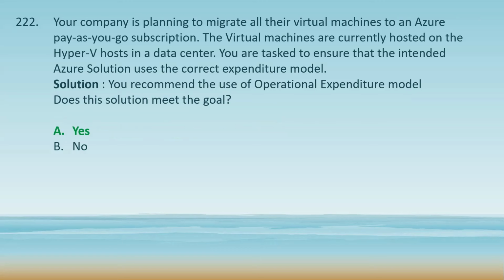Operational expenditure model, also called the OpEx model, allows you to pay for Azure services on a recurring consumption-based basis. This means you are charged for the resources you use each month and you can adjust your usage as needed. As with the earlier question, this question will also have multiple variations. For example, if the solution said you recommend the use of the capital expenditure model, then the solution would have been wrong, because when you move from on-premise to cloud, you are making a move from CapEx to OpEx model.